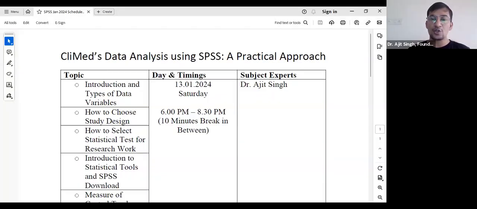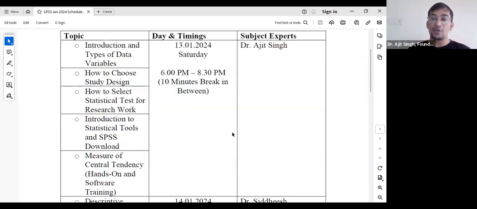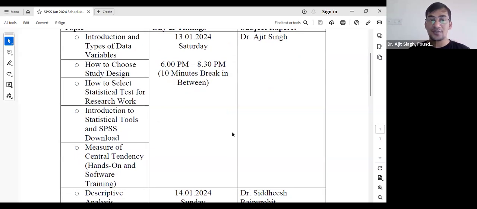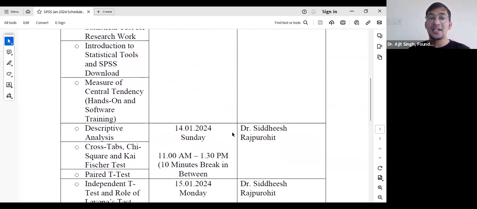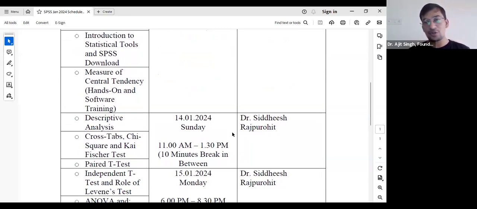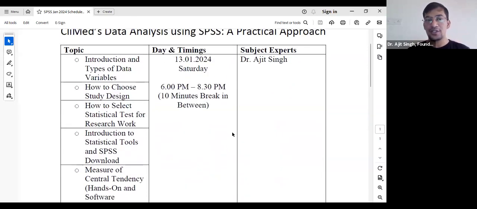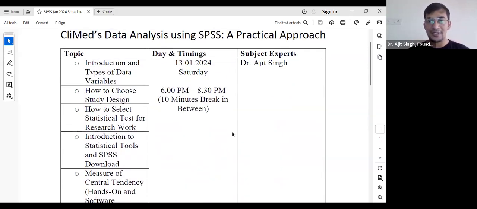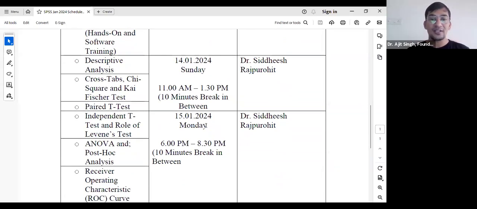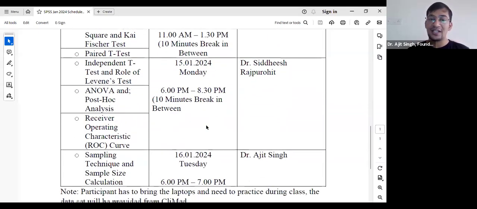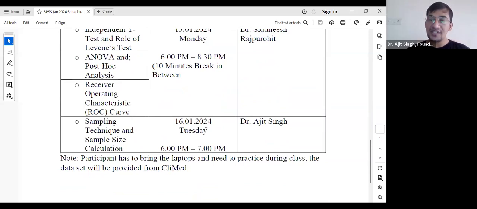So this is the schedule. Today I'm going to discuss introduction, types of data variable, how to choose study design, how to select the statistical test for research work, introduction to the SPSS, and measures of central tendency. I'm not going to take that because Dr. Siddesh will be taking it with the entire other part. So the first 4 topics I'll be taking today. And then tomorrow's class is in the morning, 11 a.m. to 1:30 p.m., and then again Monday and Tuesday it will be from 6 p.m.